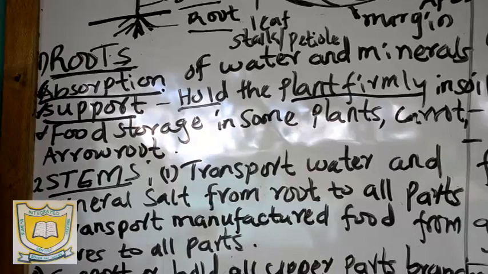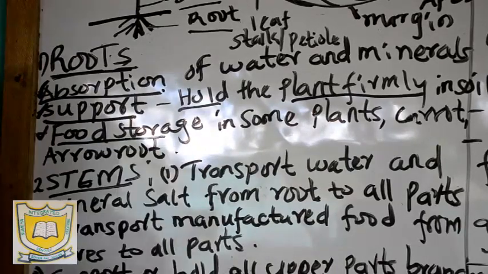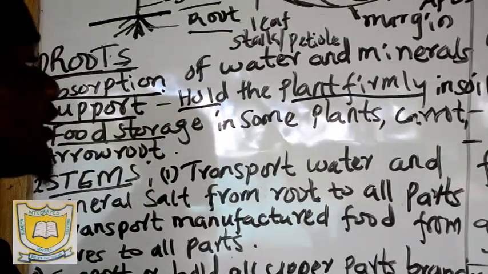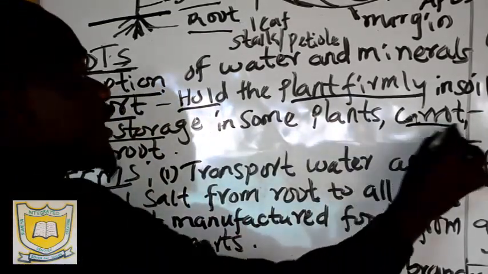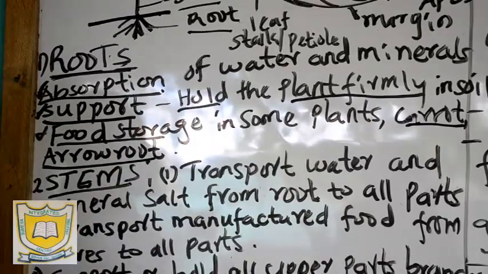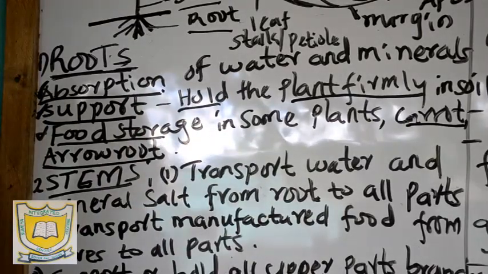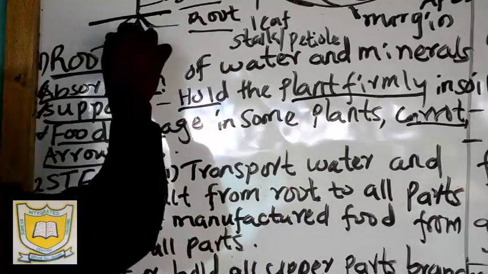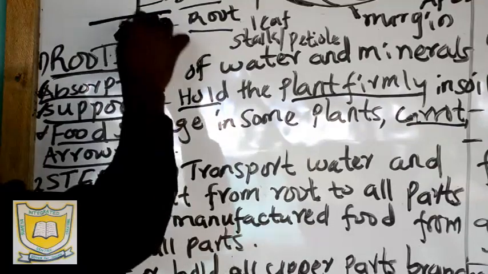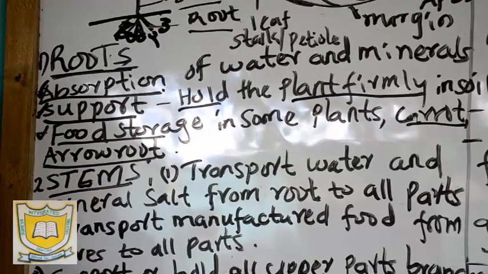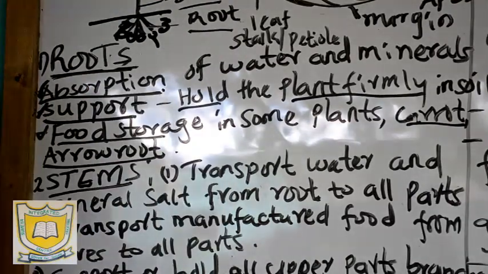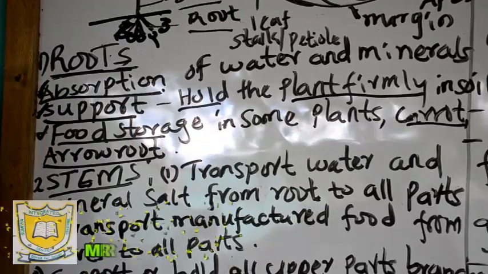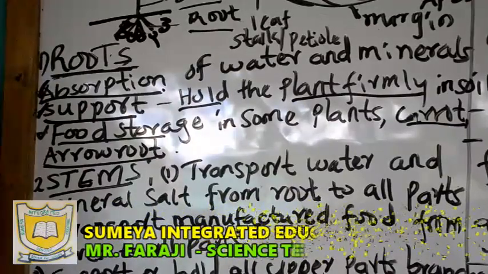Number three, we talk of food storage. For example, potatoes, sweet potatoes, and the common potatoes. Also we have carrots, arrowroots, and so many plants that we eat their roots. So it acts as a food storage. When the plant grows, it stores some foods. That is the third function of the roots: the first function is absorption, the second is support, and the third is storage of food.